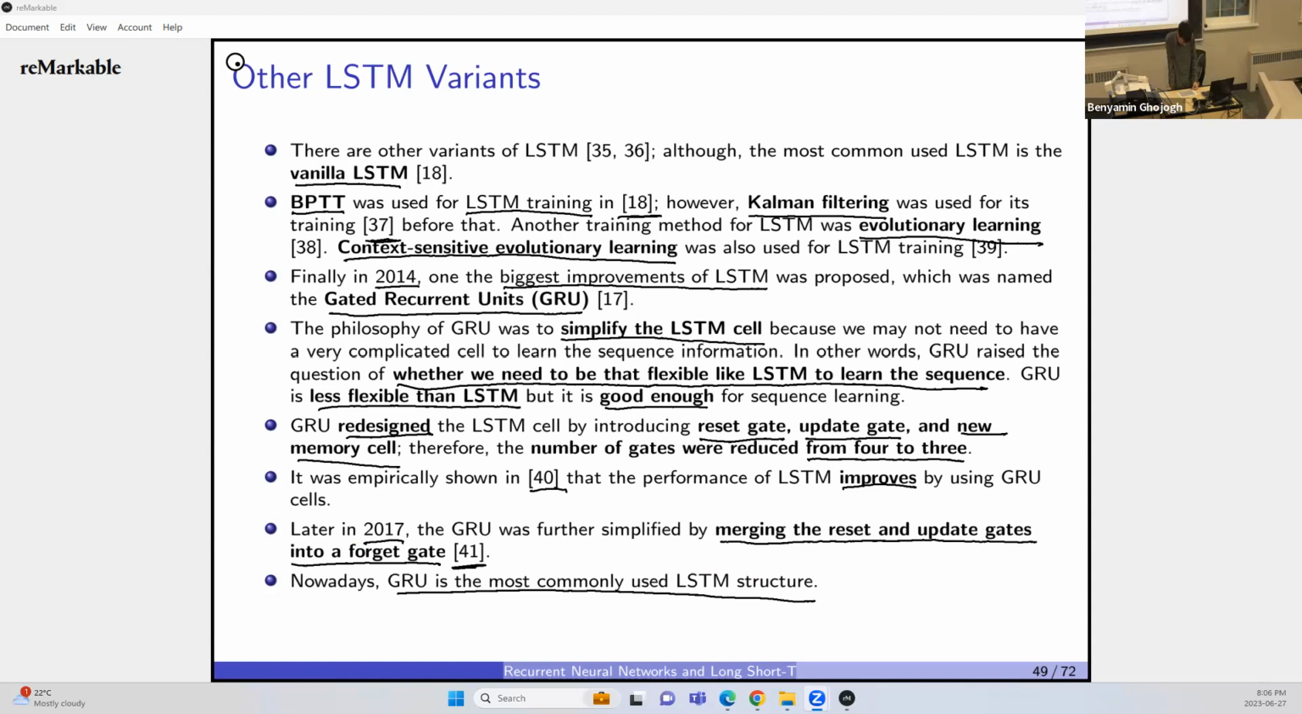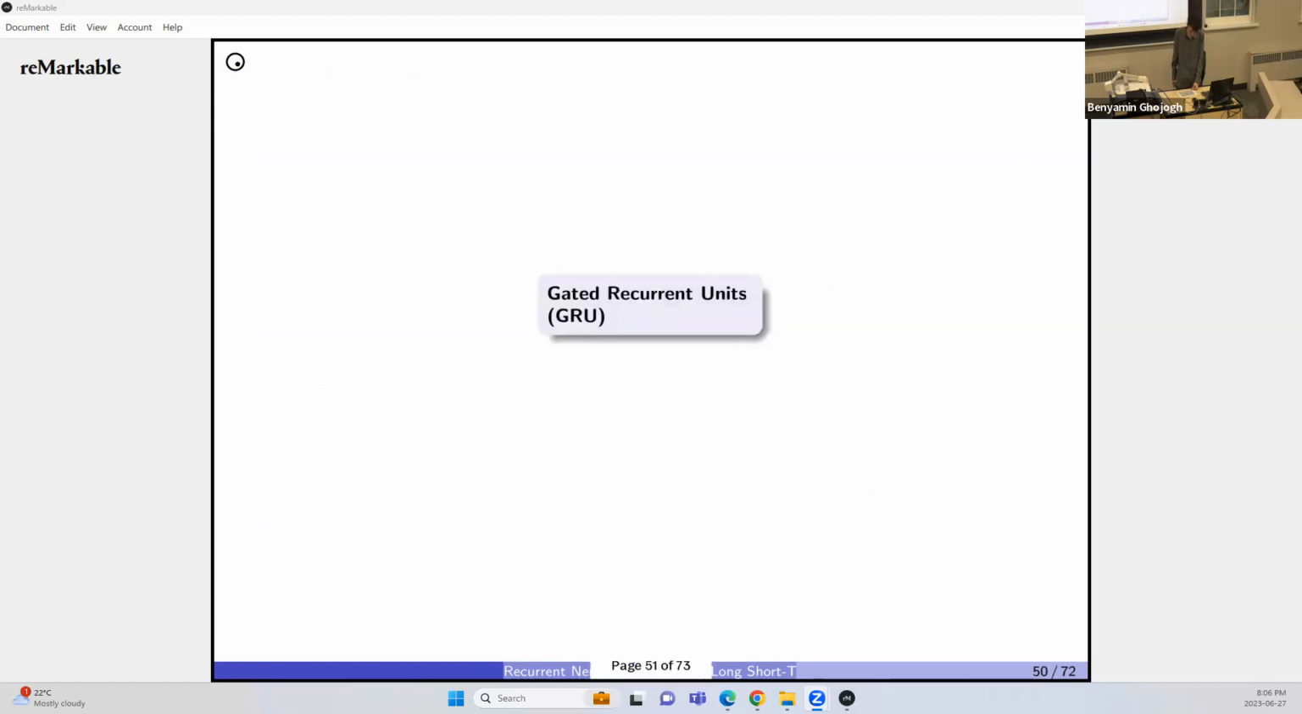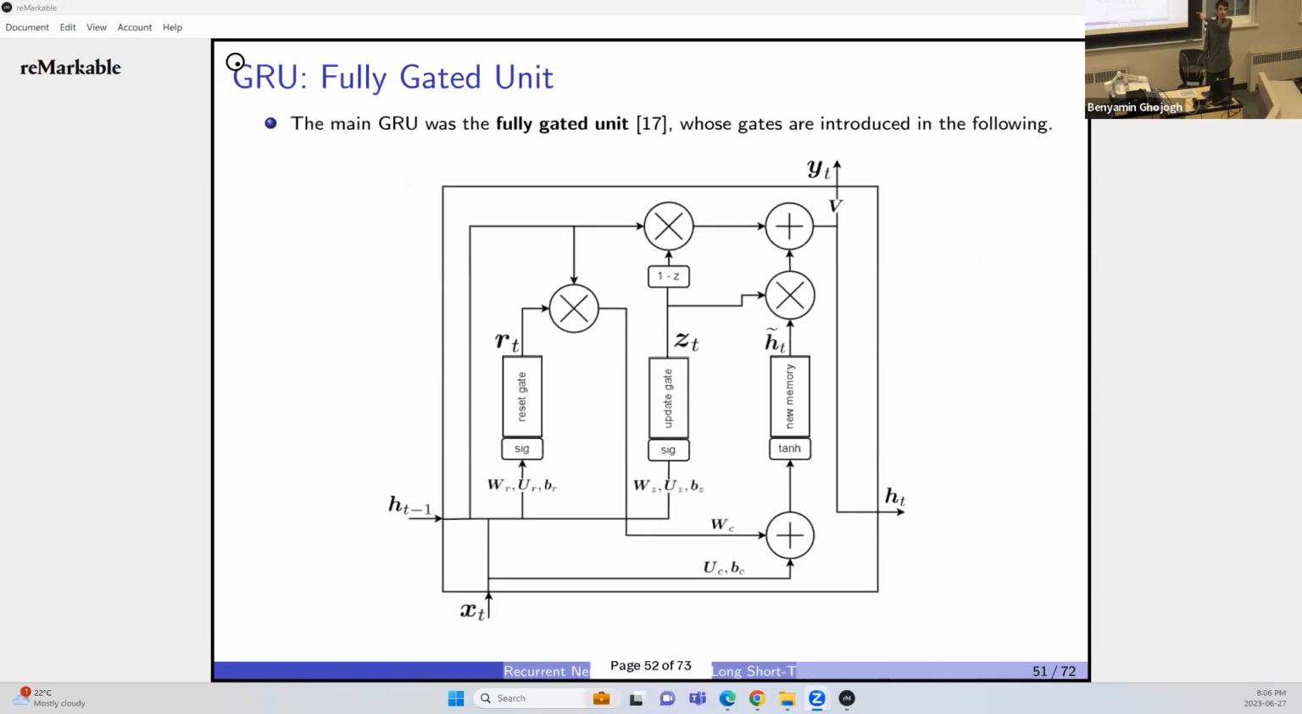Okay, let's see. We go into GRU now. Gated recurrent units, or GRU. This is the GRU cell. Take a look at that. As I said, we have two variants of GRU. The main GRU was the fully gated unit, reference 17, whose gates are introduced in the following. So take a look at this because we are going to go into the equations. We have the reset gate here, the update gate, and the new memory, very similar to LSTM but simpler. We have, for example, ZT, but here we have 1 minus ZT, and we'll see them.